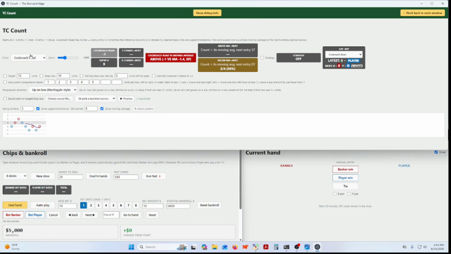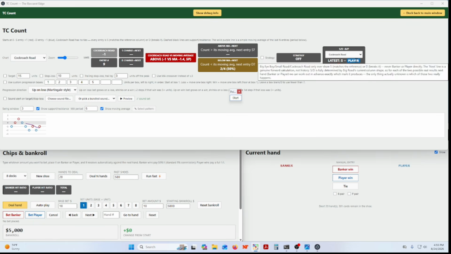And notice over here, when I make this selection to go to cockroach road, this changes to cockroach also. And that's telling you B is red, player is D, right? And what the latest was. And that gives you an idea in case you want to play a particular road. If player is D and you're looking at a downtrend, then you're going to play D, which is player. That's the purpose of this little tool.